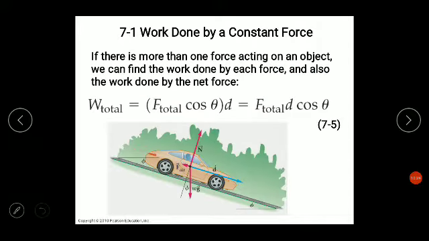So if there is more than one force acting on the system, on the object, then you've got to take the total force acting on the system. If there are multiple forces acting on the system, you have to take the total force, or in Newton's second law, the net force, because the net force will tell you the direction of the displacement if there is displacement.